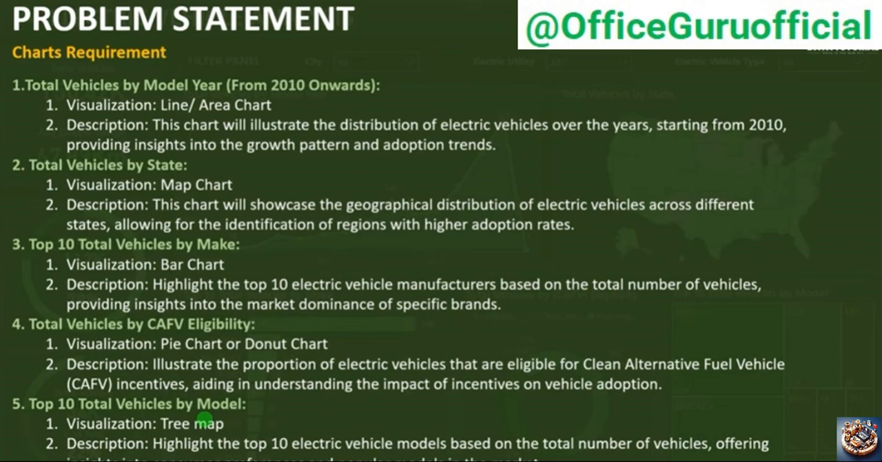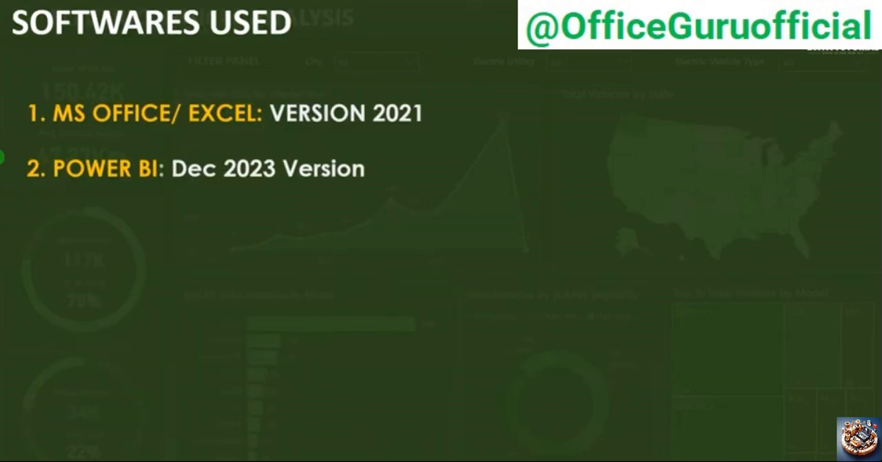And then we are obviously going to use some filters in our dashboard. The version which I am using in this particular video is the 2021 version of MS Office. The Power BI version which I'm using is the latest version, that is the December 2023 release. You can use this version, or you can download it from Microsoft also, if you don't have the latest version.